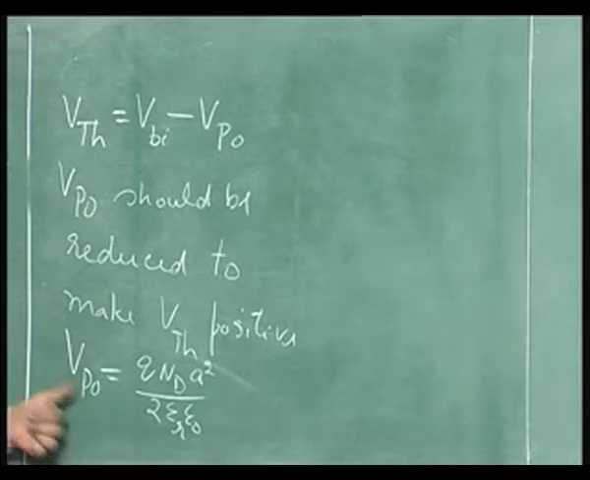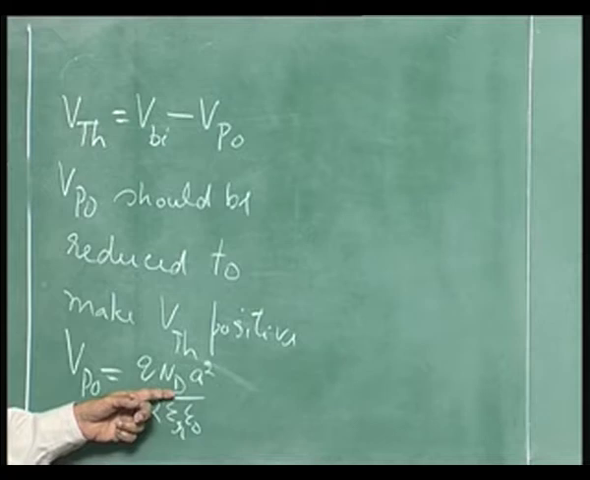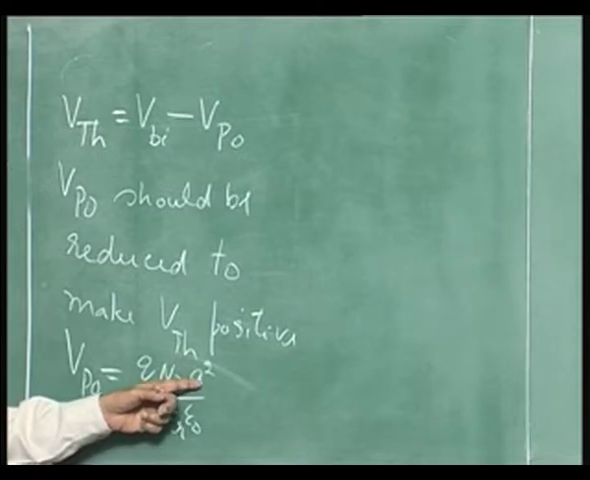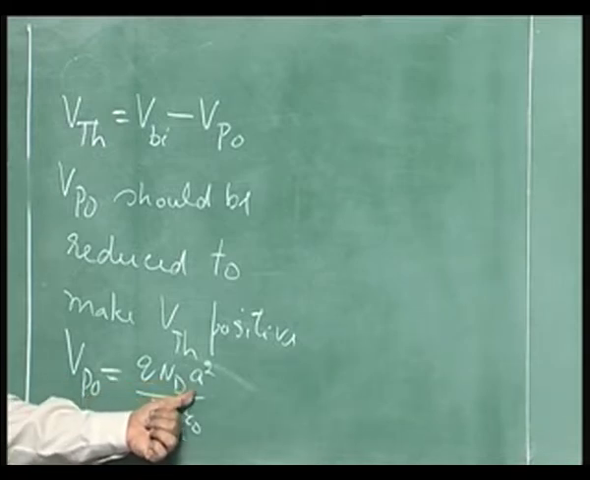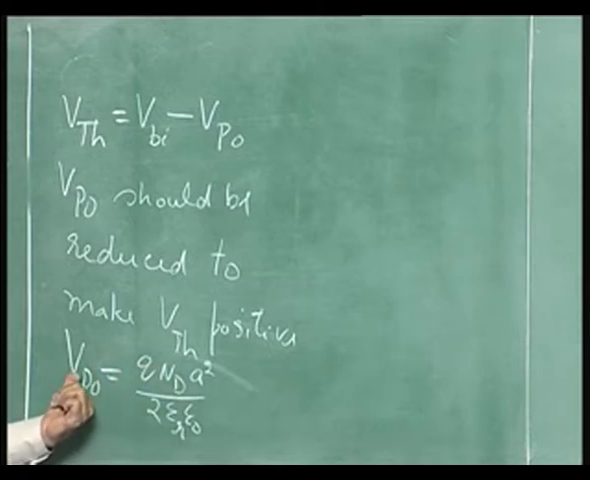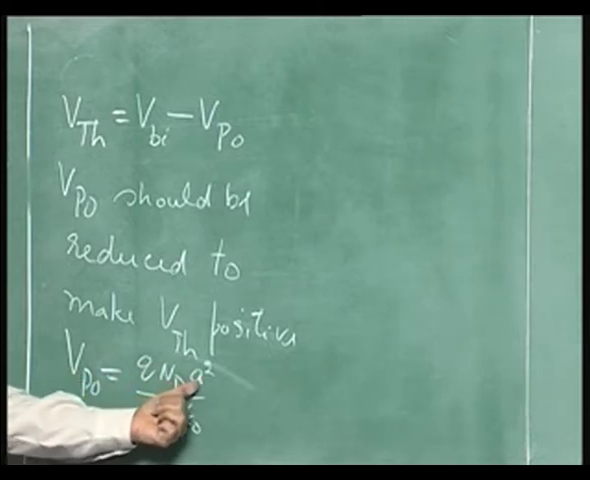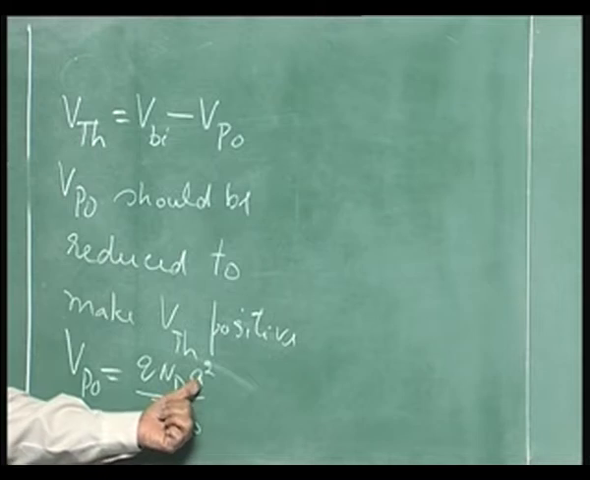So, if I want to reduce this, how can I do that? The parameters that you can play with, one is doping, the other one is a. Which of them will you play? Will you reduce the doping, or will you reduce a to reduce the threshold voltage? I am sorry, reduce the VP0. Reduction of this or this? This is a very tricky question.